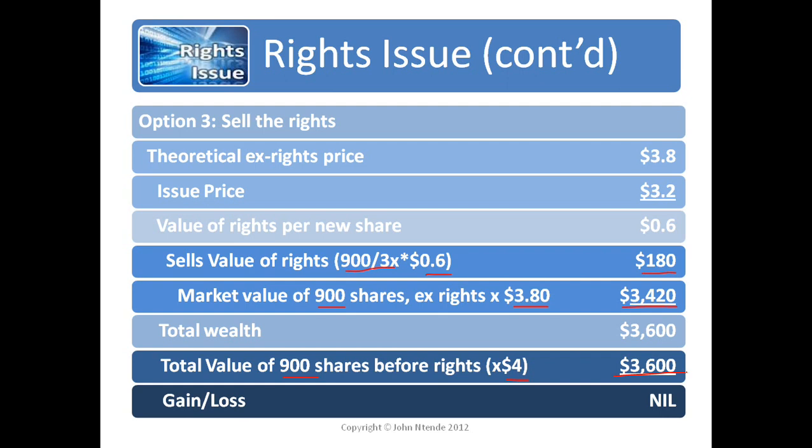So 3 options. When you do nothing, you lose wealth. When you exercise the rights, there's no net change in your wealth. And when you sell all your rights, there's still no net change in wealth, but your percentage shareholding has decreased.